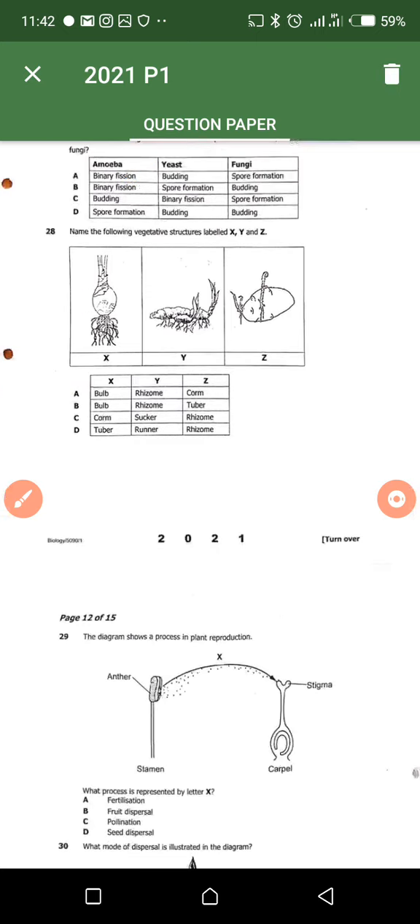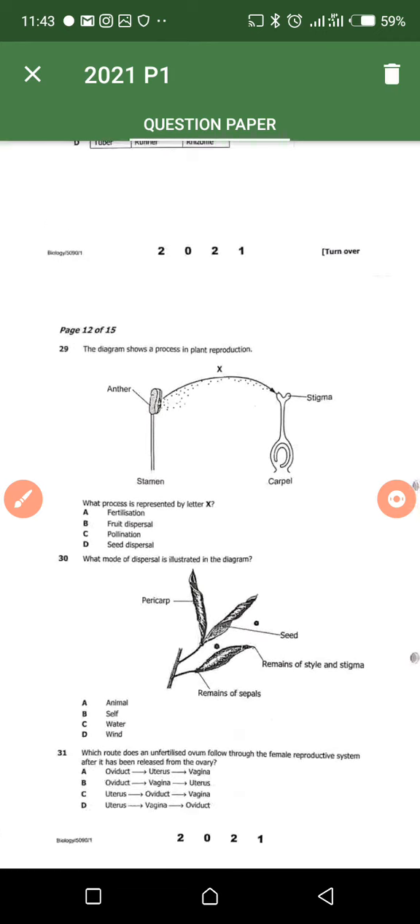Then name the following vegetative structures labeled X, Y, and Z. You can see that X is a bulb, and Y is a rhizome, and then this one is a tuber. You can see this is an Irish potato, so it's a tuber, making the correct answer B. Okay.